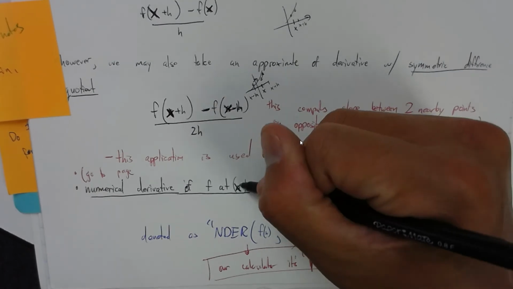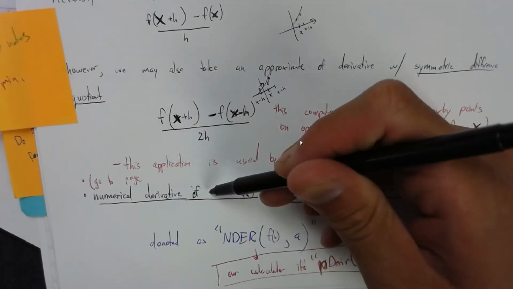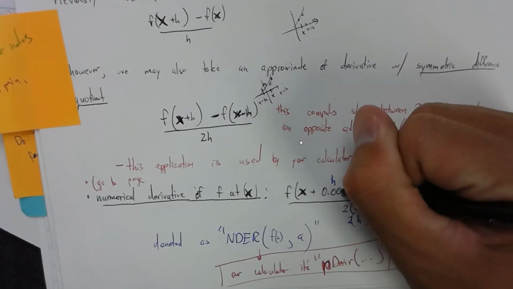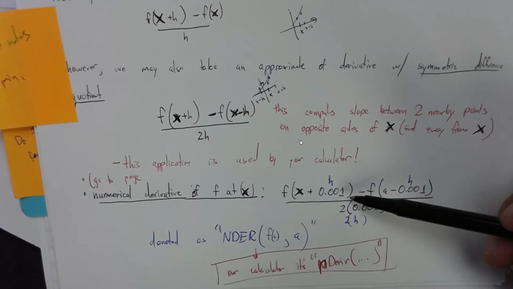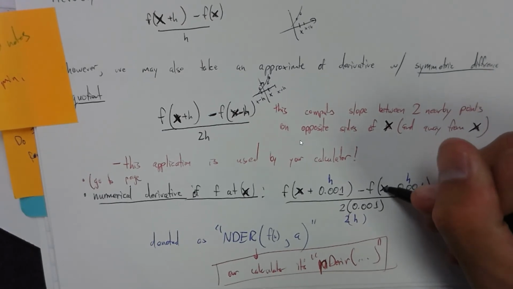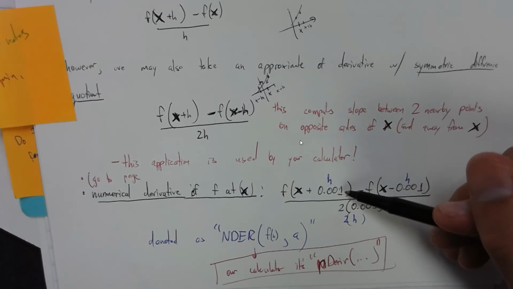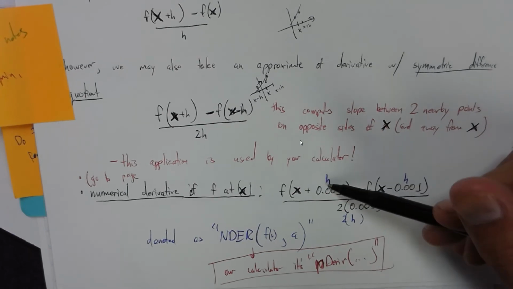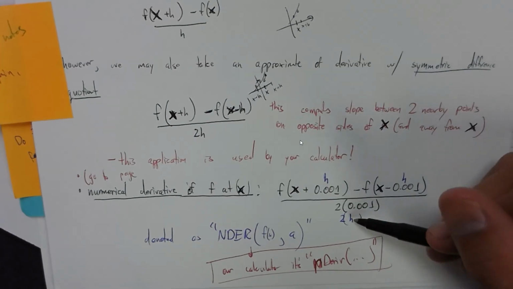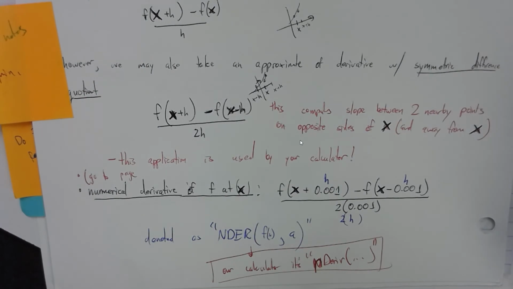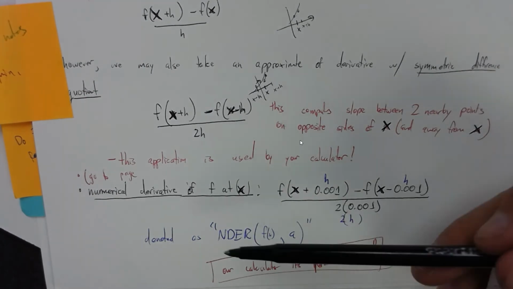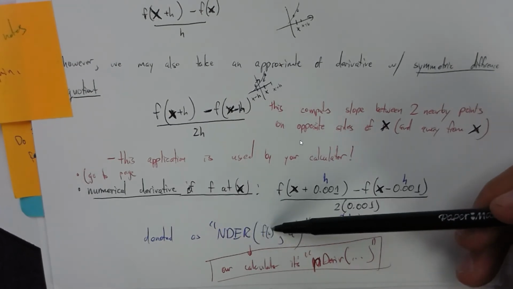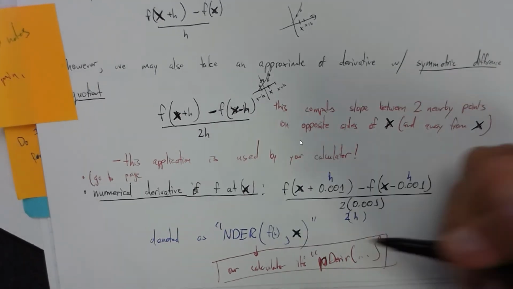So again, numerical derivative of f at x would be f of x plus h minus f of x minus h. So this is an example here. Let's say that h was equal to 0.001, some small distance, and on the bottom would be 2 times h, 2 times 0.001, okay? In your calculator, this is denoted as nDeriv, basically, of f of x, and then you're going to put the variable that you're using, which is x.